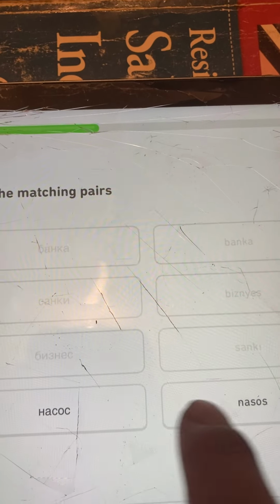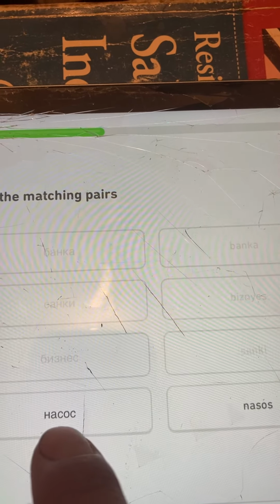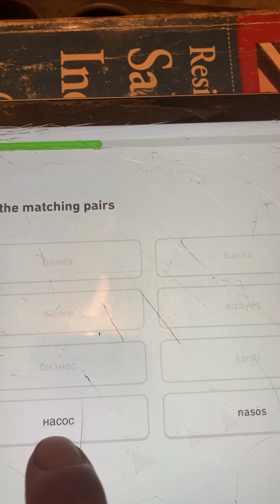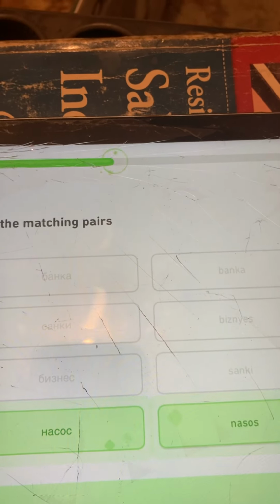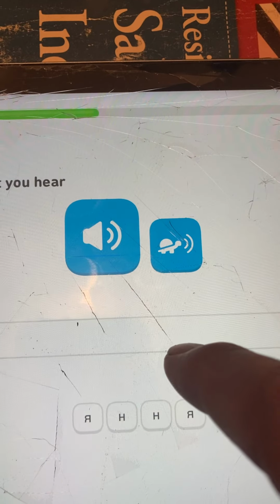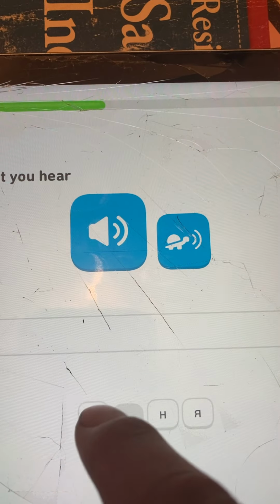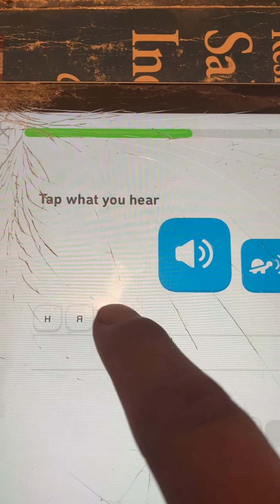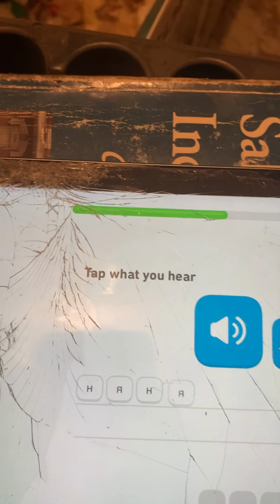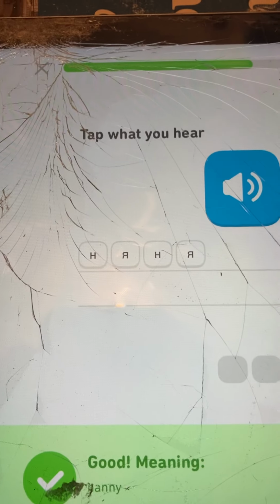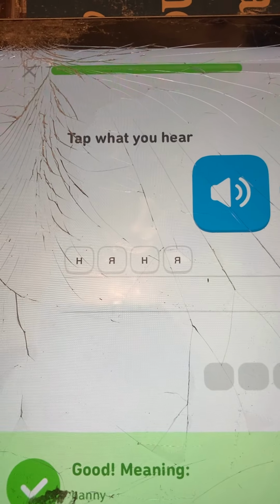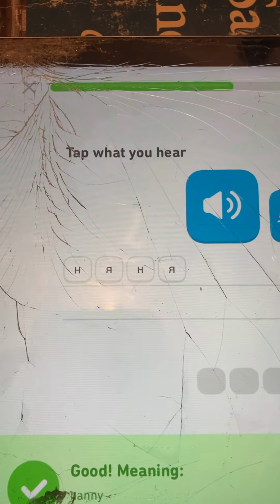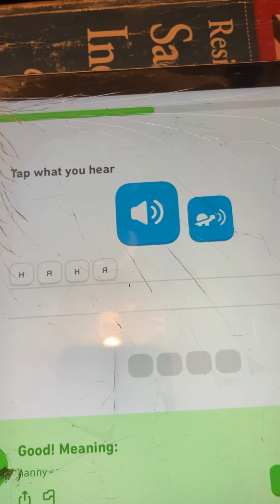And then down here we have an H, which is going to be an N in English. A is an A. C is an S, O is an O, and C is an S. Nasos. Nyanya. N. Ya. Nyanya. Nya-nya means nanny in Russian. That's your new word for the day.